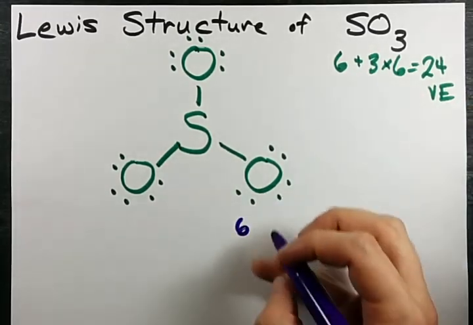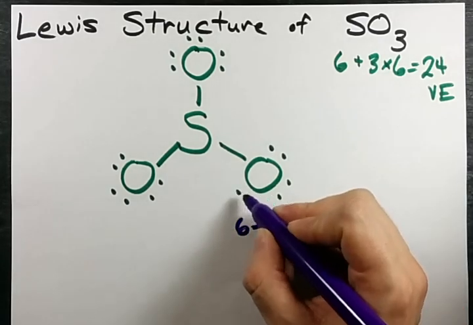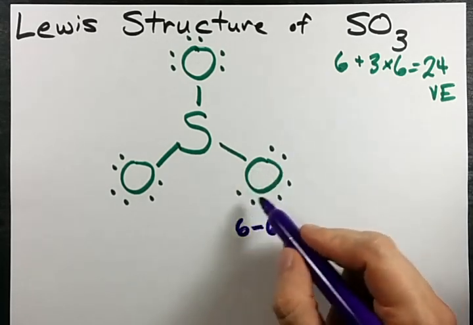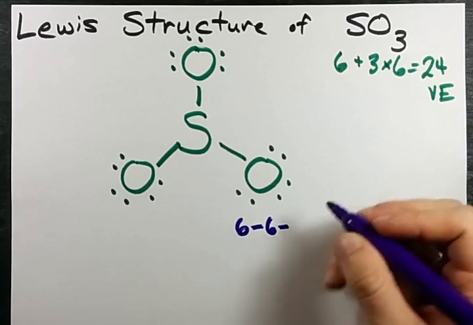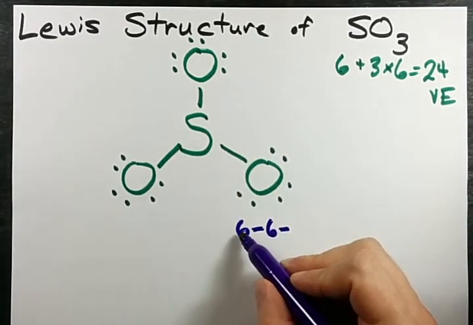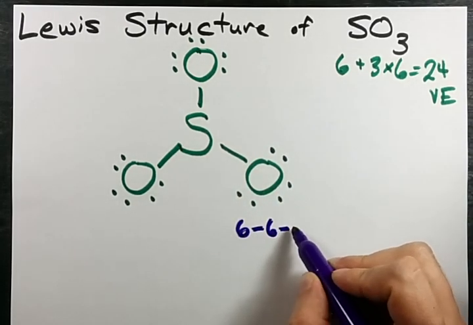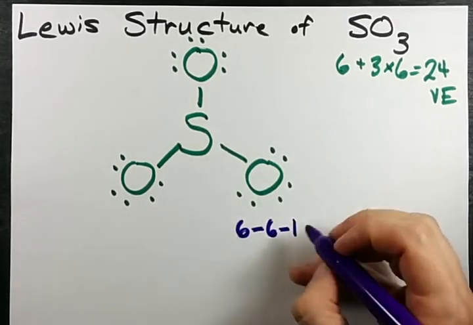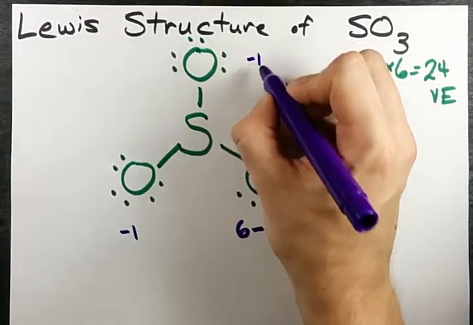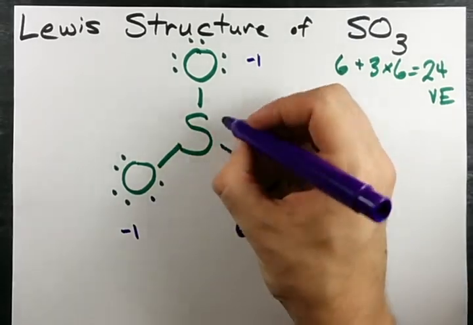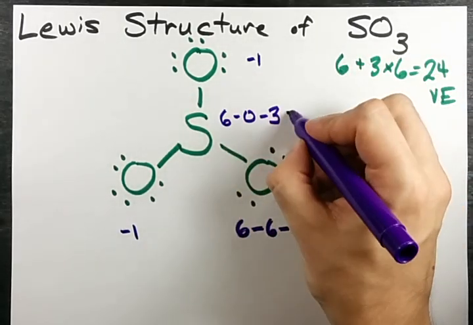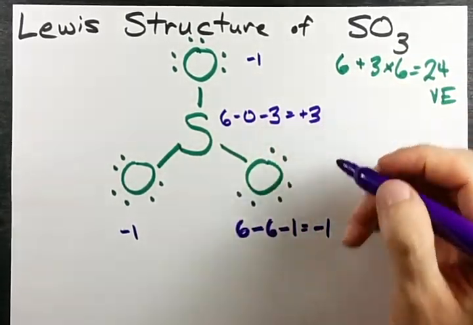Remember, oxygen brings 6, minus the number of electrons that are in lone pairs around the atom. In this oxygen's case, it's 6 for 6 dots, minus half the number of electrons in bonds. I like to call it valence electrons minus dots minus the number of lines. Anyways, it's a -1 for this oxygen, and a -1 for this oxygen, because they're all the same. This sulfur has brought 6 minus 0 dots minus 3 lines, which gives it a formal charge of +3.